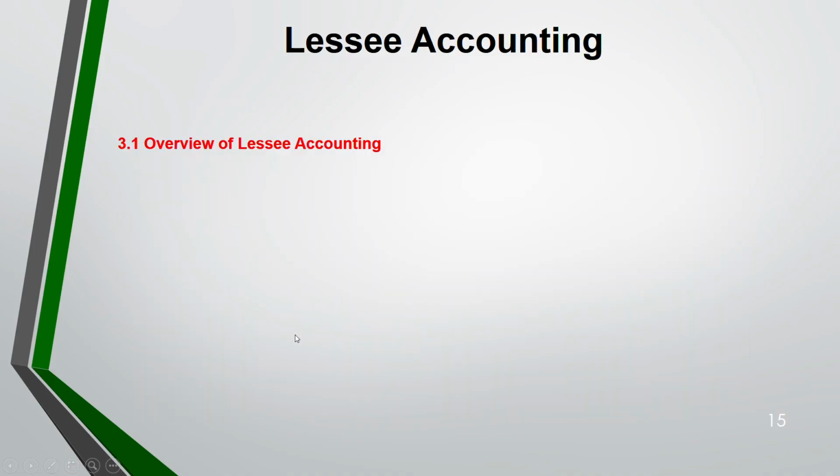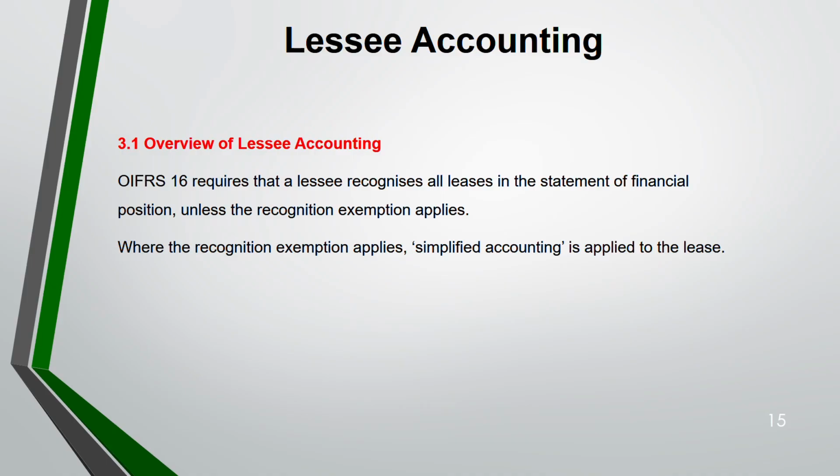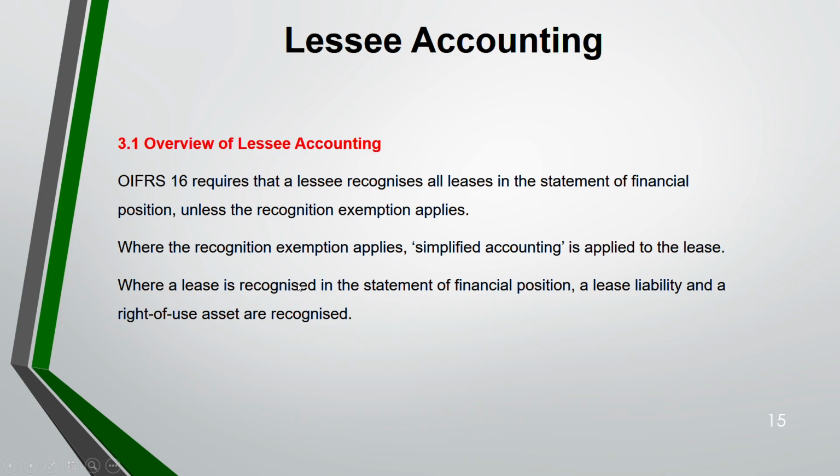Now, lessee accounting. IFRS 16 requires a lessee, the one who is taking the lease, to recognize all the leases in the statement of financial position unless a recognition exemption applies, which we'll see in the next slide. When a recognition exemption applies, we follow simple accounting for the lease. When a lease is recognized, it will be recognized in the statement of financial position. Two things will be recognized: a liability and an asset. A lease liability and a right of use asset.